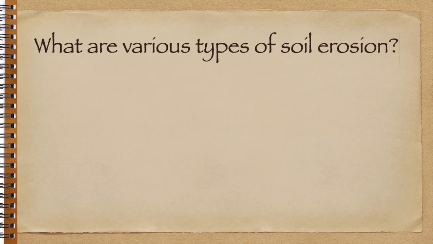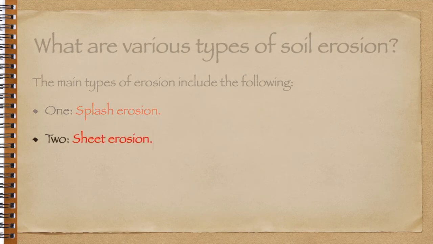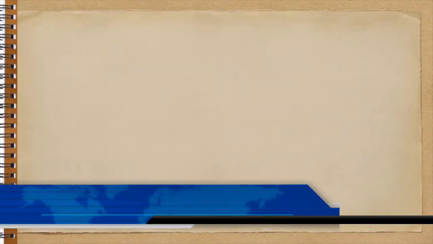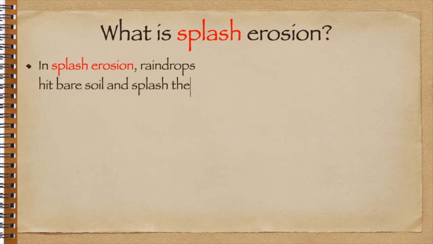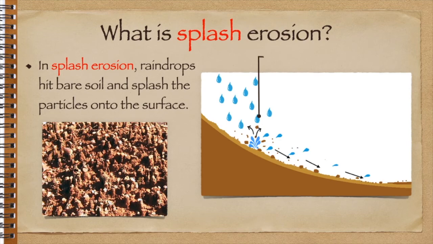What are various types of soil erosion? The main types of erosion include the following. 1. Splash erosion. 2. Sheet erosion. 3. Rill erosion. And 4. Gully erosion. In splash erosion, raindrops hit bare soil and splash the particles onto the surface.